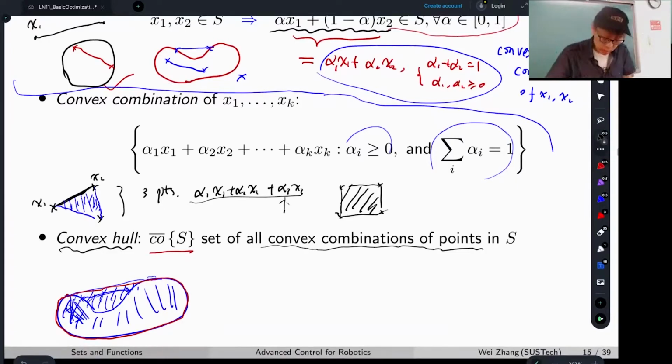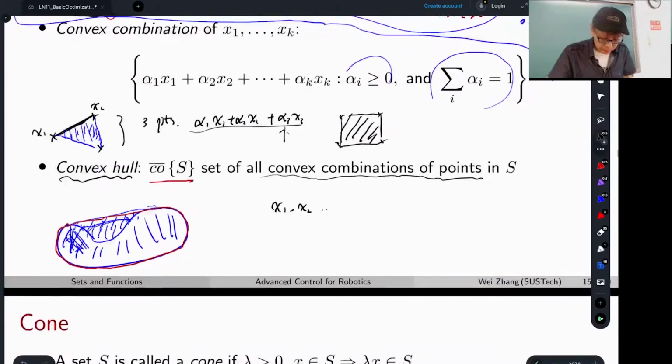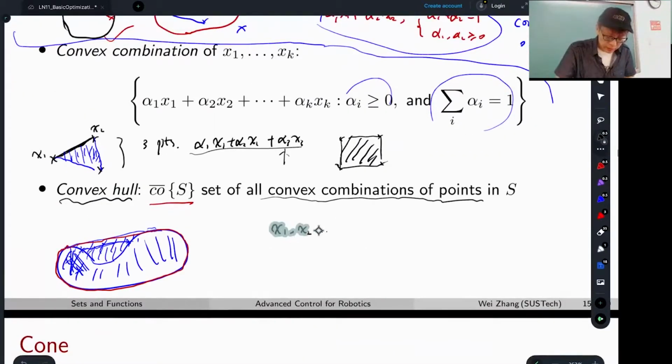Let me recall, if I have x1, x2, let me review that later, okay? Let's introduce another thing which is called cone.